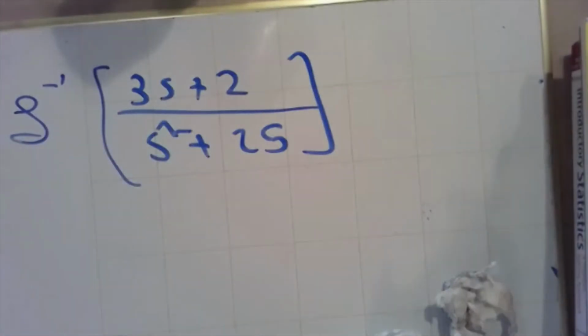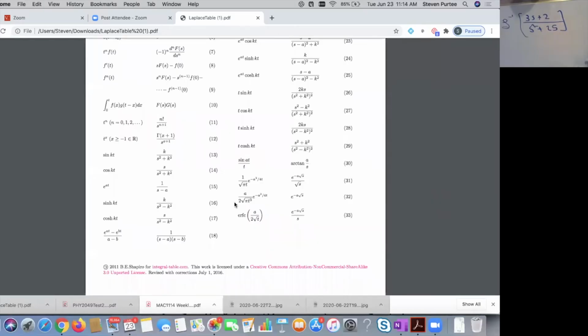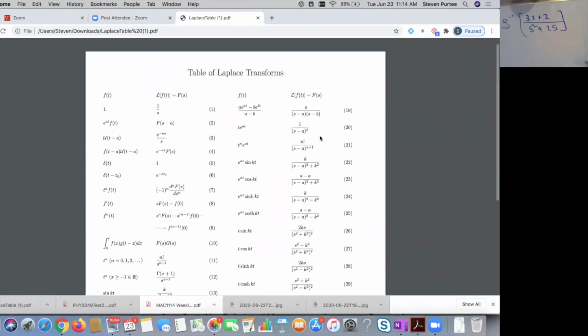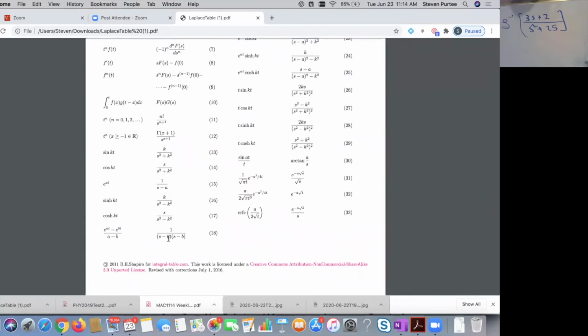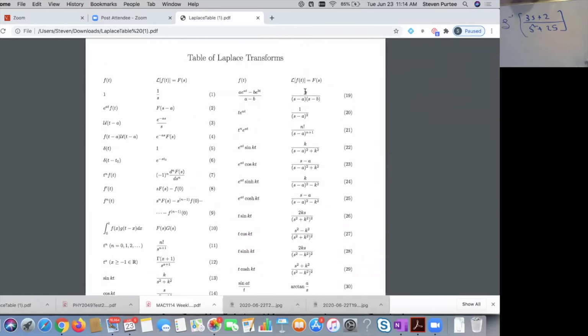By the way, before I forget, if you ever find yourself trying to use this formula here or this formula here, just go through the trouble of doing the partial fraction decomposition. It's more trouble than it's worth. Don't try to use this formula or this formula. Just do the partial fractions and separate it into 2 terms. It's really not that bad.